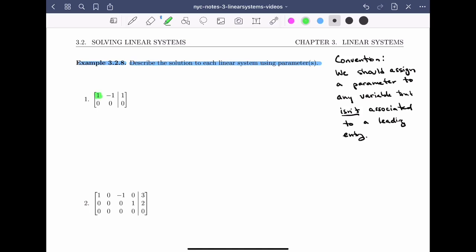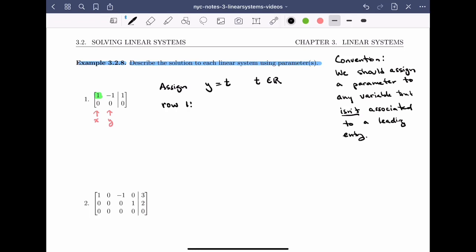In example 1, I only have one leading entry in the first row. That means that the variable x is associated to a leading entry, but the variable y is not associated to the leading entry. Because of this, we should assign a parameter to the variable y. And remember, we have to think about that t could be any real number. Once we've assigned a parameter to the variable y, we can go back and see what information row 1 tells us about the linear system.